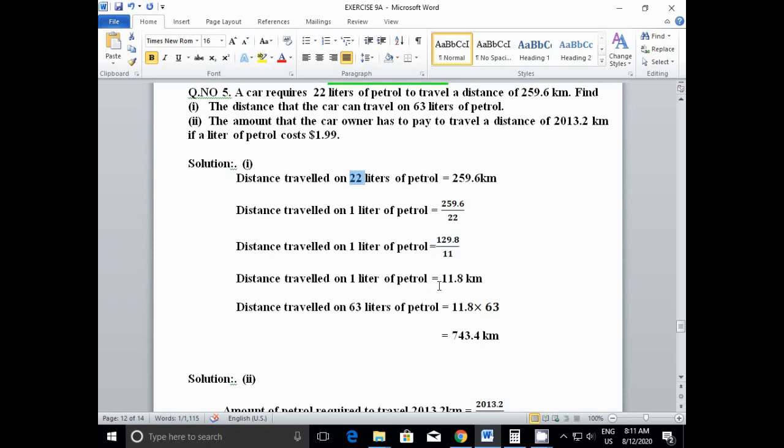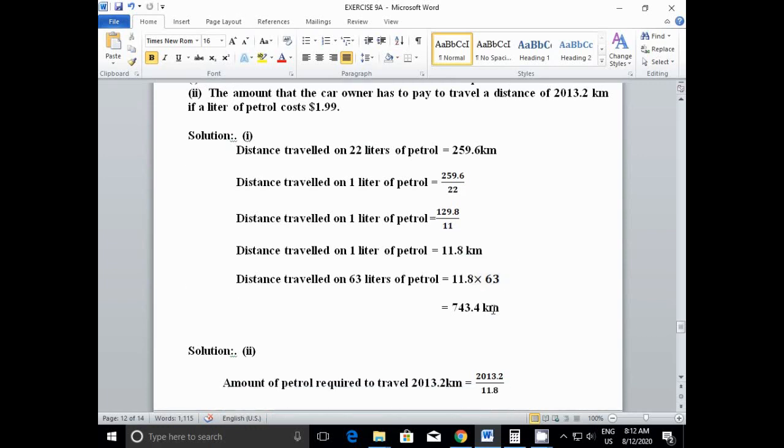Now we can easily find the distance traveled on 63 liters of petrol if we multiply this 11.8 by 63. So 11.8 multiplied by 63, the product we get is 743.4 kilometer, which means a car can travel 743.4 kilometer on 63 liters of petrol, which is the required answer.